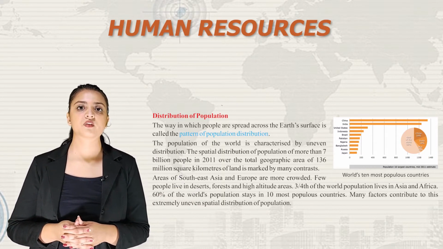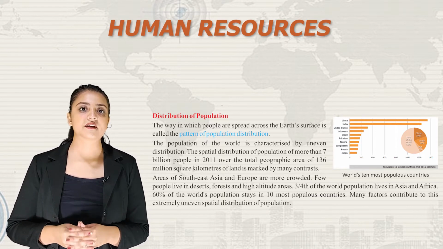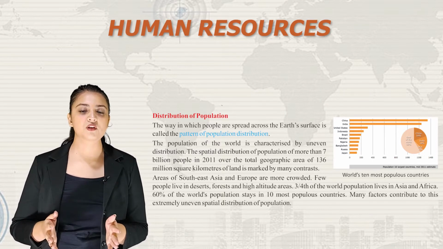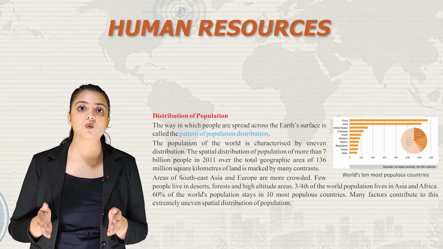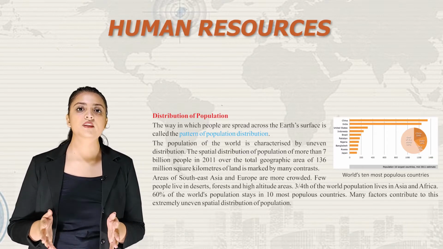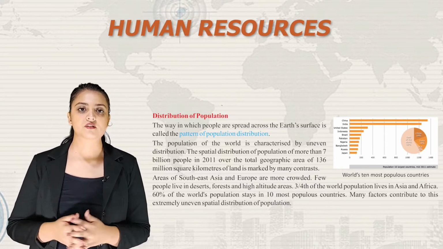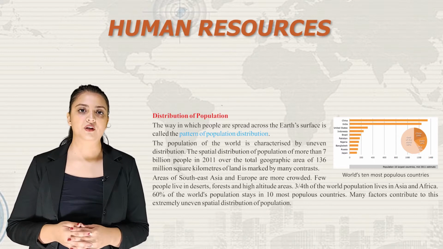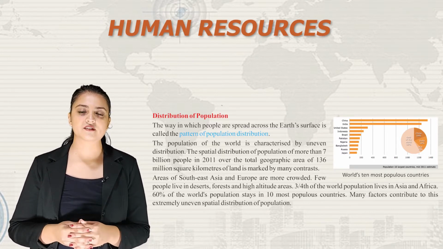The population of the world is characterized by uneven distribution. The spatial distribution of population of more than 7 billion people in 2011 and over the total geographic area of 136 million square kilometers of land is marked by many contrasts. Areas of Southeast Asia and Europe are more crowded. Few people live in deserts, forests and high altitude areas.